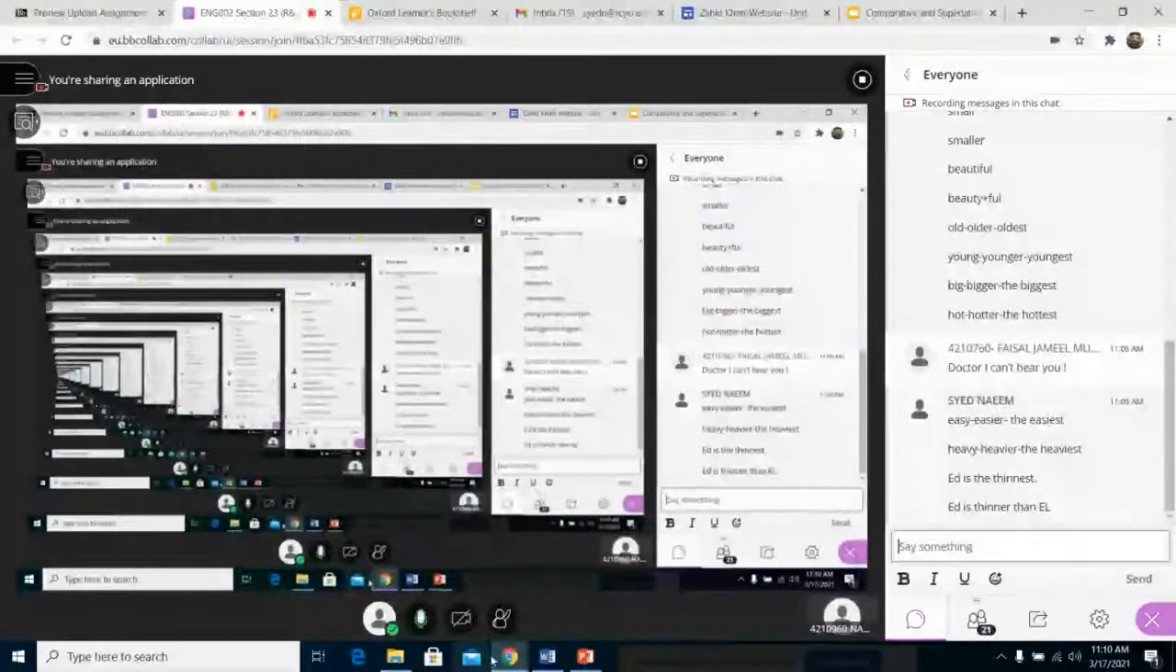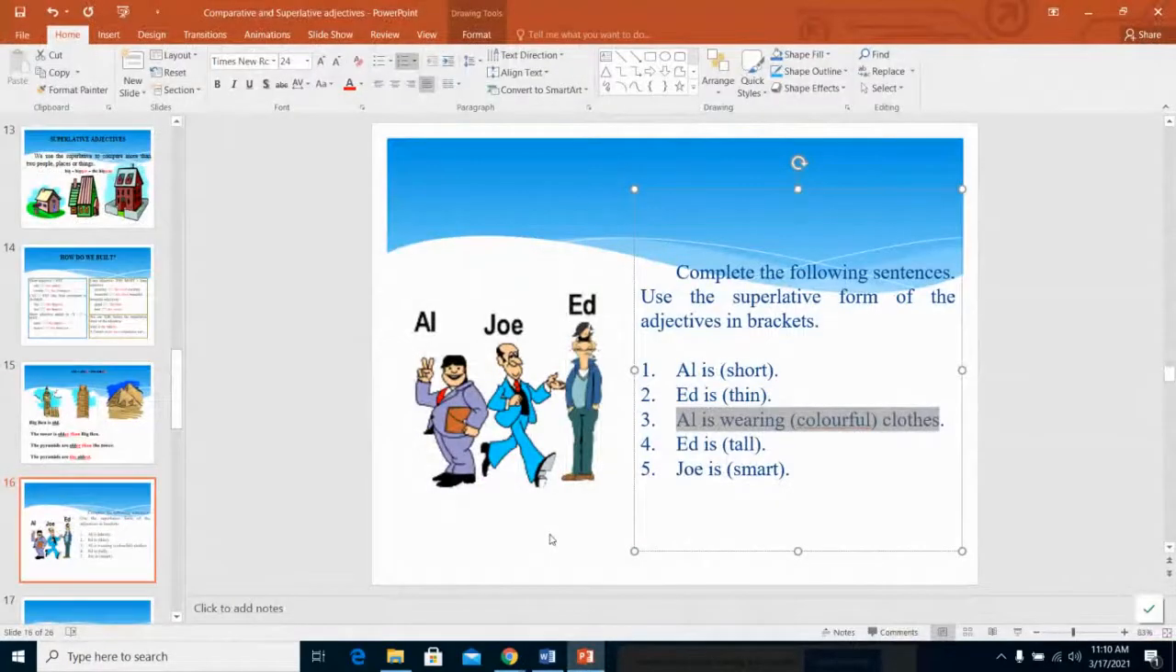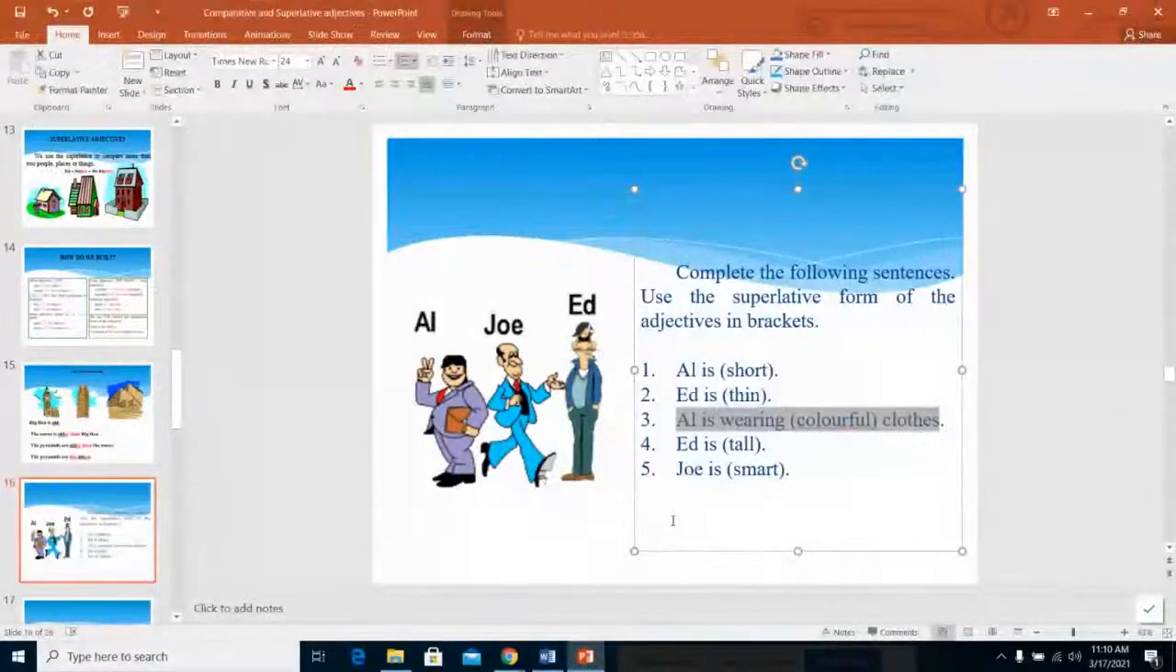Yes. Can you make superlative first? Some student? Come on, boys. When we make superlative, we use est, or if it's two syllables, we use most. Come on, use most. Yes, Ahmed? Al is wearing the most colorful clothes. Very good. Al is wearing the most colorful clothes.